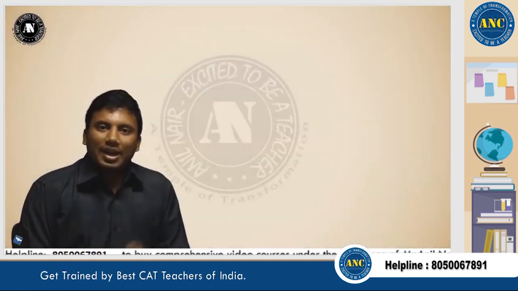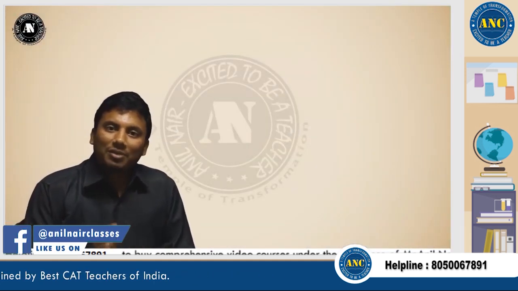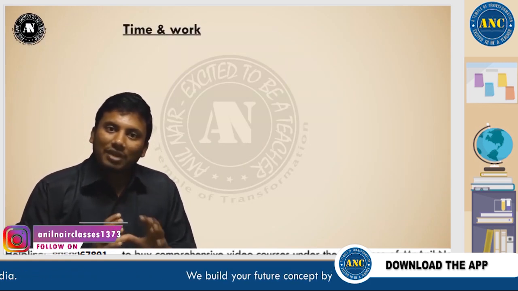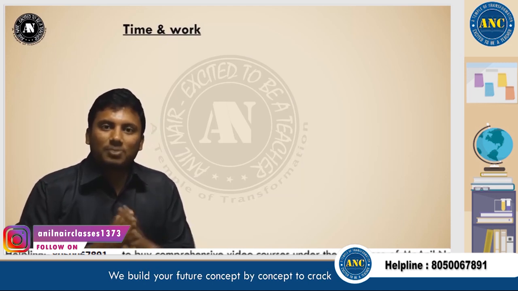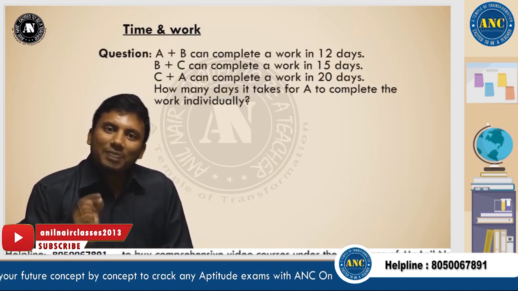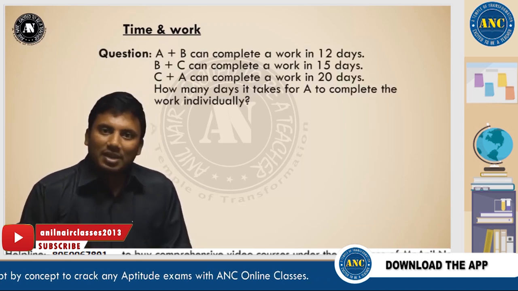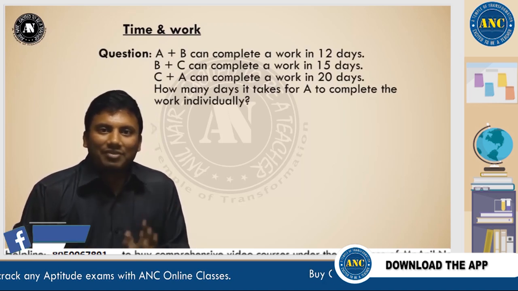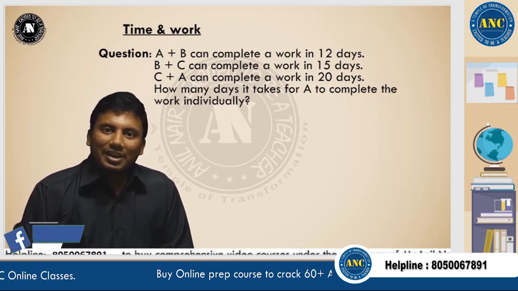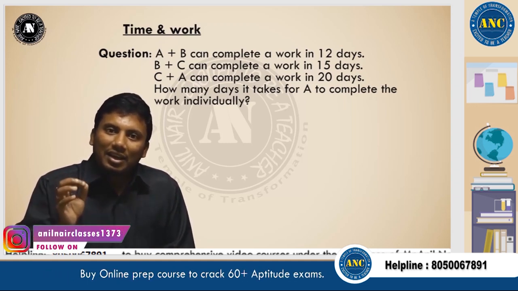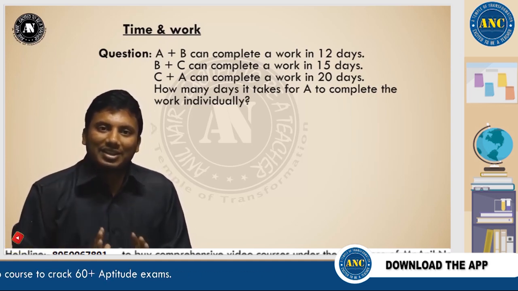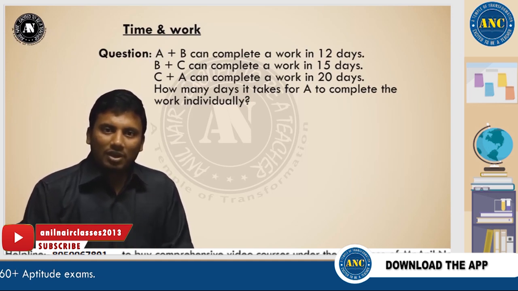In this video, I am going to take one problem from time and work and apply the concept of LCM to simplify this problem in less time and space. Question: A plus B can complete a work in 12 days. B plus C can complete a work in 15 days. A plus C can complete a work in 20 days. We require how many days it takes for A to complete the work individually. This is the question.